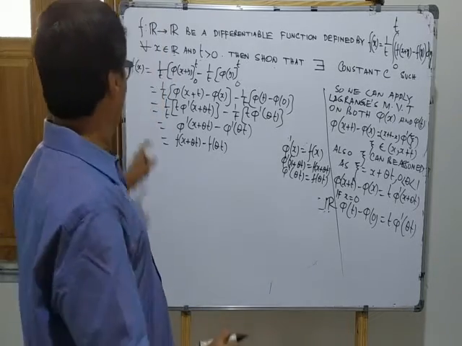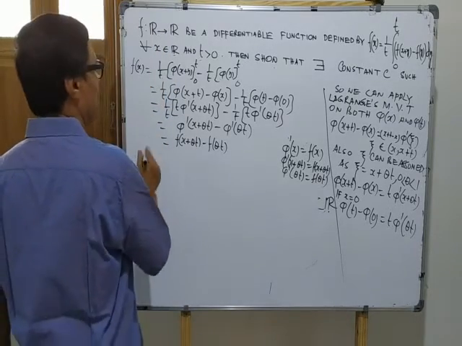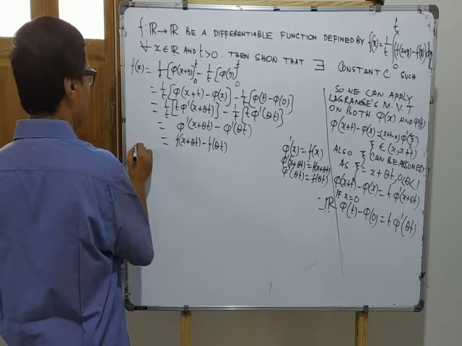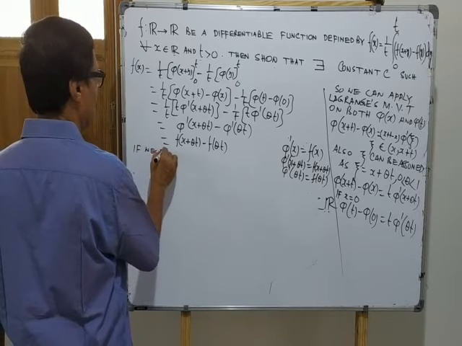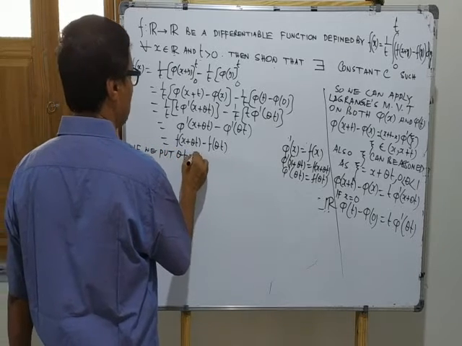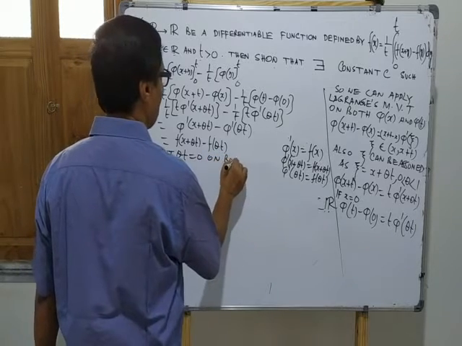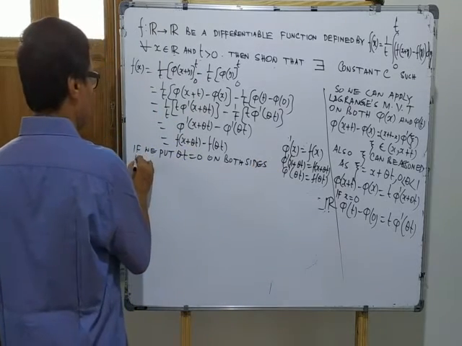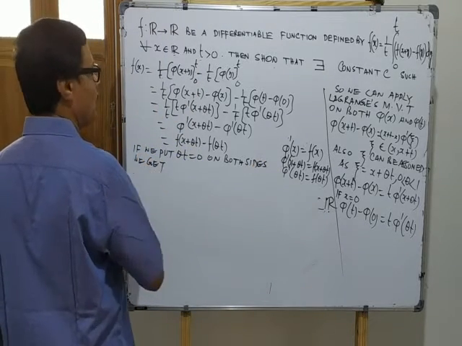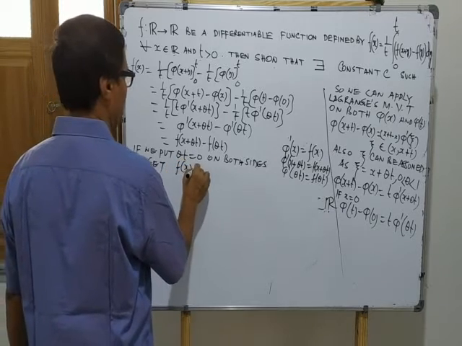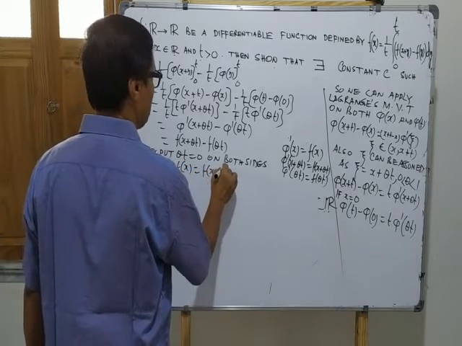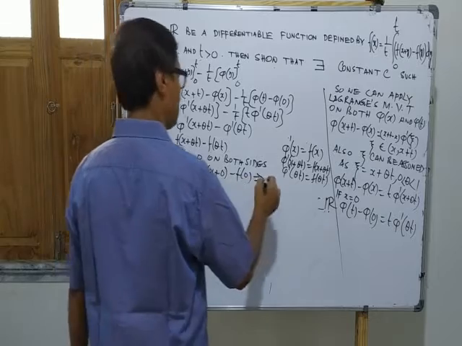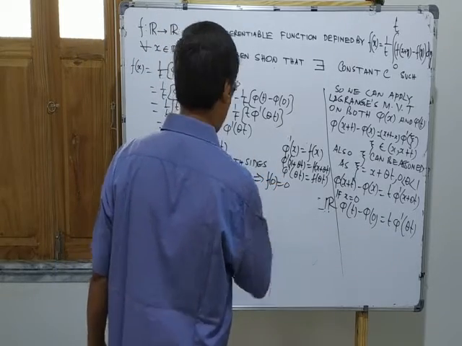When we put x equal to 0 on both sides, and theta t equal to 0 on both sides, we get f of x equal to f of x plus 0 minus f of 0. This implies f x is cancelled out, so f of 0 equal to 0.